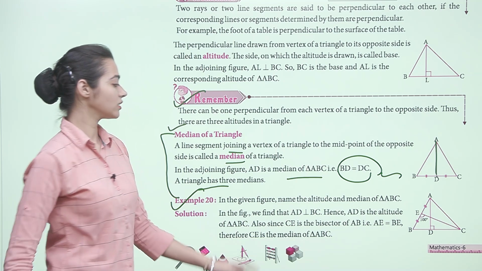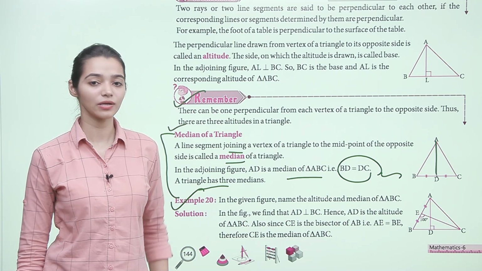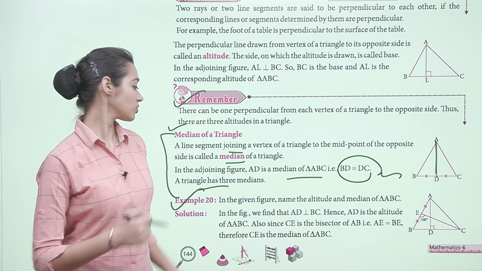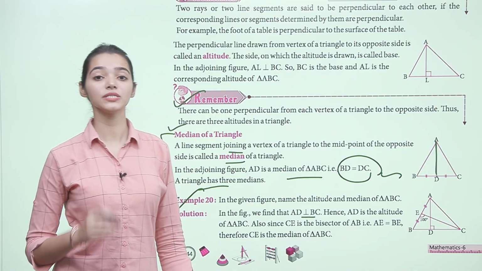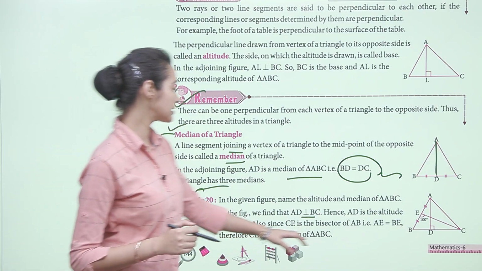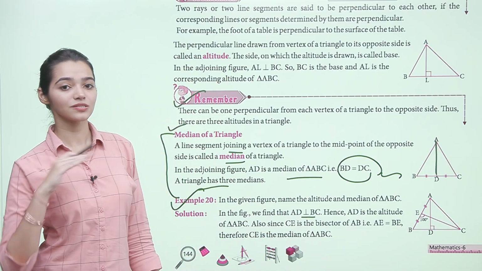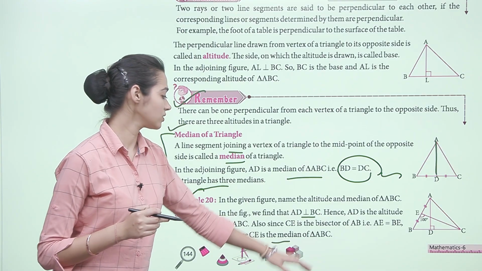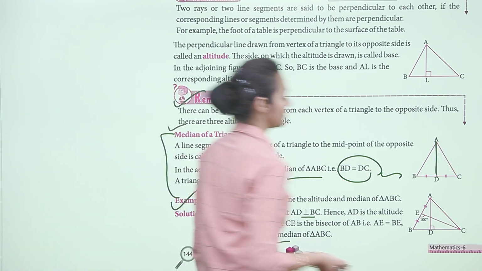Now in example number 20, in the given figure, we have to name the altitude and median of triangle ABC. In this figure, AD is perpendicular to BC, so AD is the altitude. E is the midpoint, so AE is equal to BE, and CE is the median of triangle ABC.